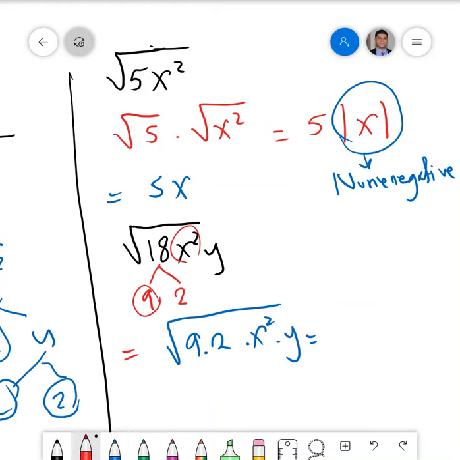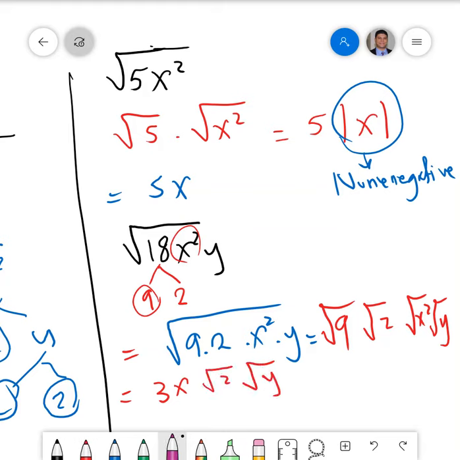And distribute the square root. It will be square root of 9 times the square root of 2 times the square root of x squared times the square root of y. So that equals 3, and we couldn't find the exact value of the square root of 2, so we'll keep it. Then square root of x squared, as x is a non-negative real number, will be x. And now we have square root of 2 times the square root of y, and we can multiply here, so it will be 3x square root of 2y.